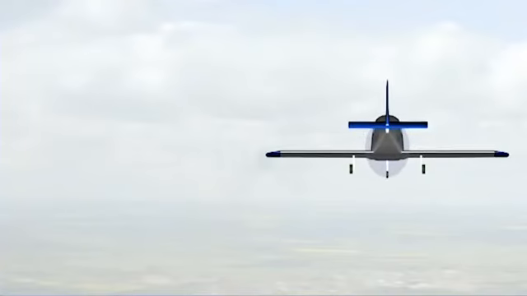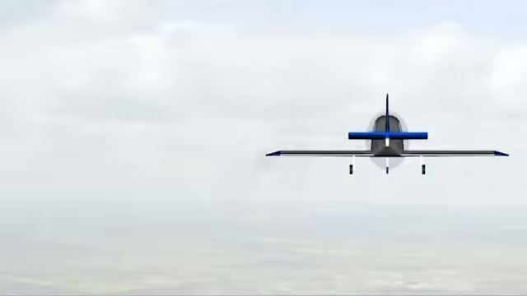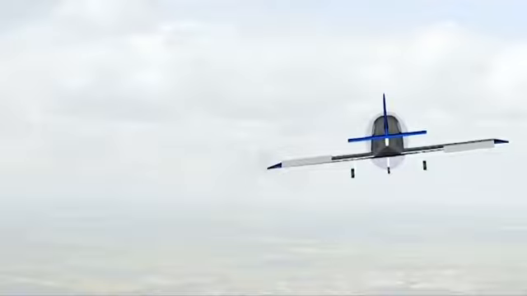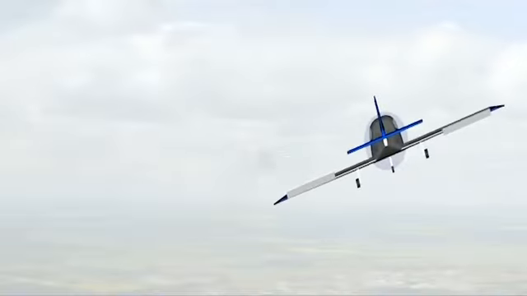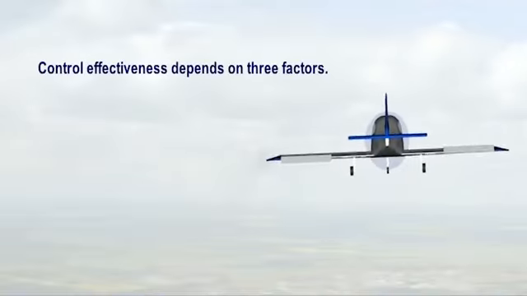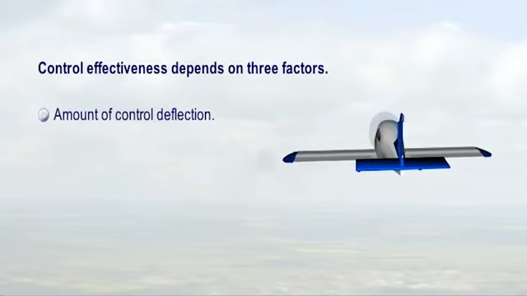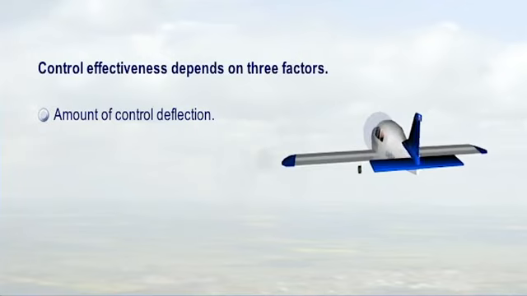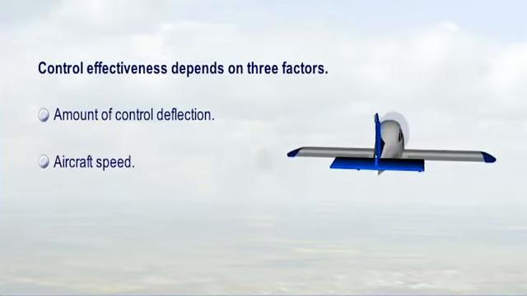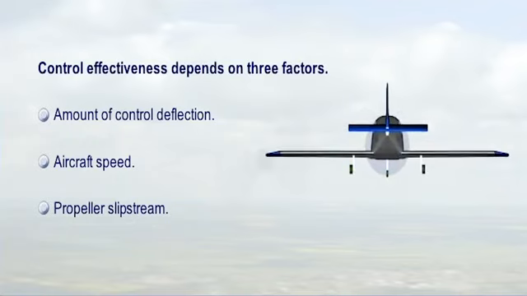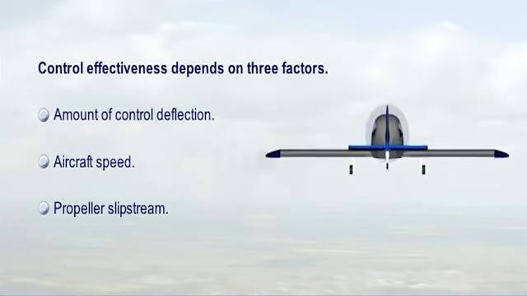Having considered the primary effects of the main control surfaces, we'll now look at their effectiveness, or, put another way, at the rate of response of the aircraft to control movements. Control effectiveness depends on three factors: the amount by which the control surface is deflected, the speed at which the aircraft is flying, and the airflow from the propeller, more normally referred to as the propeller slipstream. We'll look at each factor in turn.